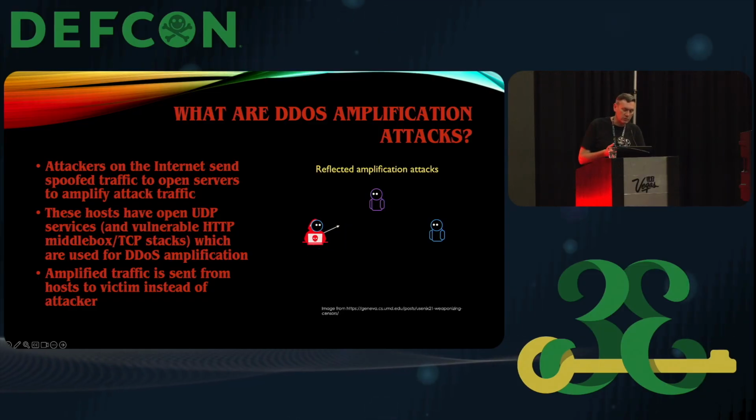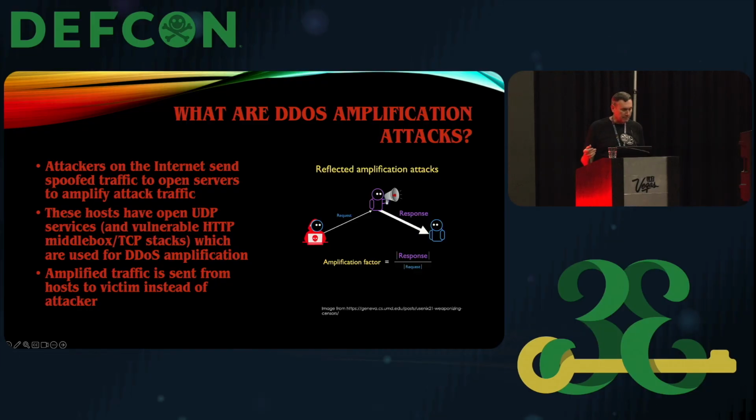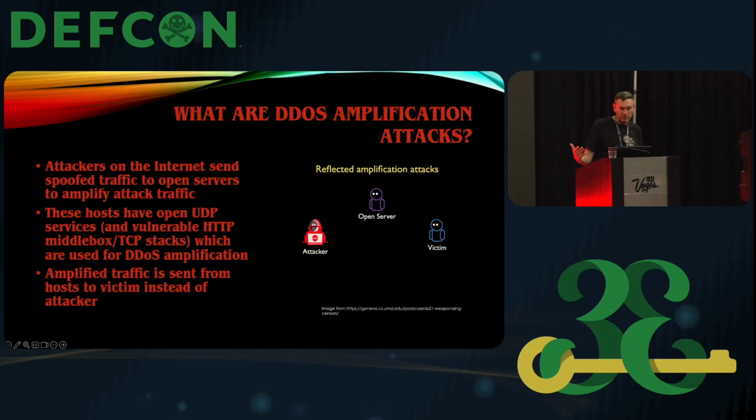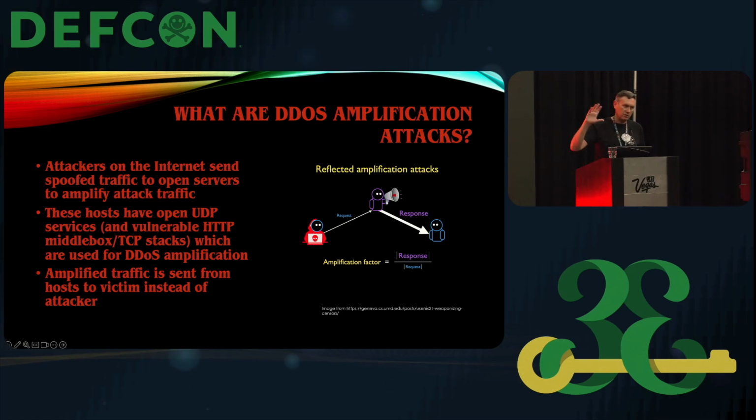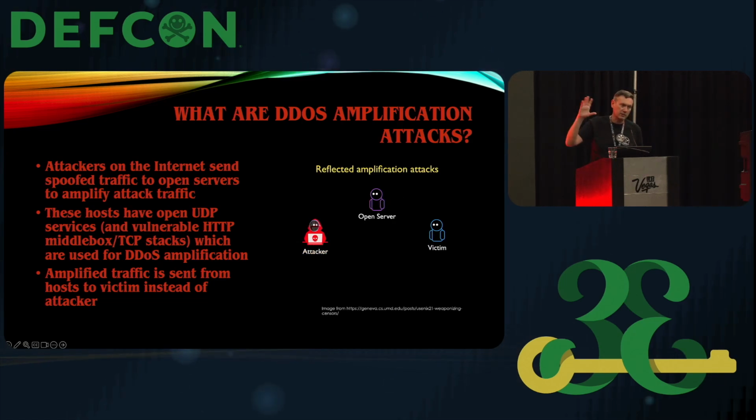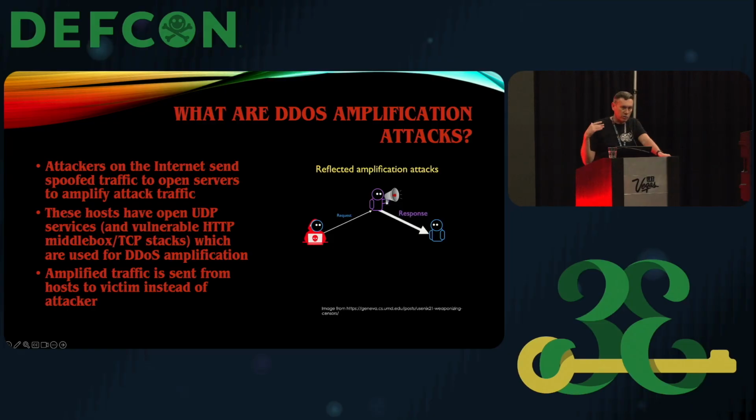We see that quite a bit. Open NTP servers. There are vulnerable HTTP middleboxes like censoring things like the Great Firewall of China, and other firewalls that will say, hey, you can't go to this porn site because it's being blocked. A lot of those devices do not check the state, and so attackers have been using those to generate amplification attacks.